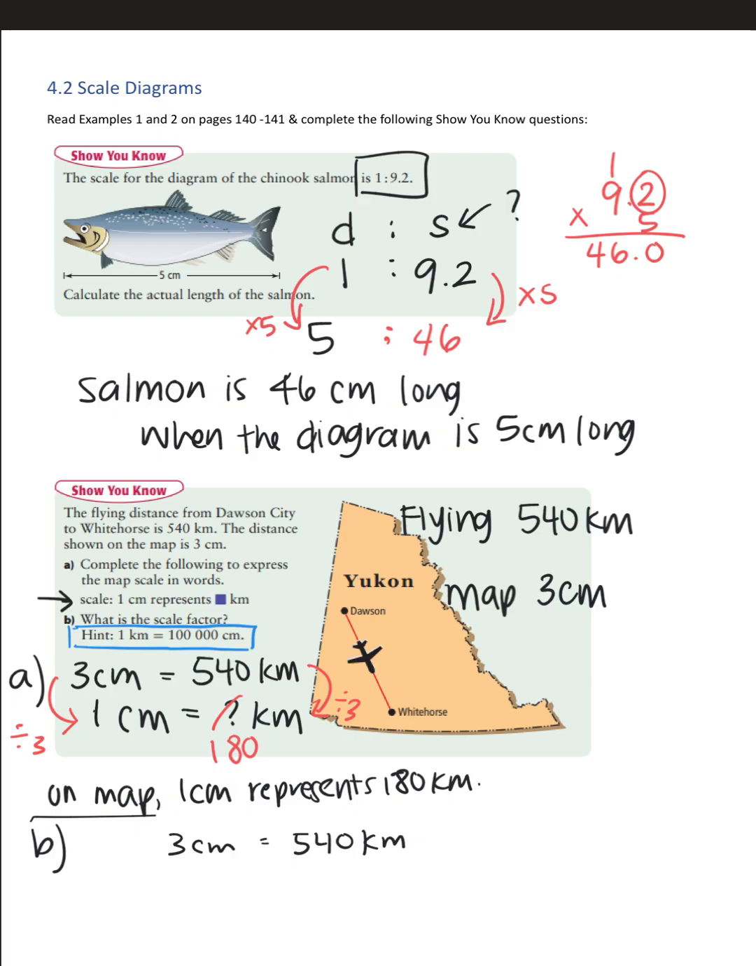So here what they're saying is when we go to use that scale factor, we need to be using the same units of measurement. So we need to be going from centimeters to centimeters and not centimeters to kilometers like we currently are. So we're going to take those 540 kilometers, and we're going to convert them into centimeters first. So I'm going to start by recognizing that if 1 kilometer is equal to 100,000 centimeters, but I have 540 kilometers. So to go from 1 to 540, I had to multiply by 540. So I'm going to multiply this side by 540.